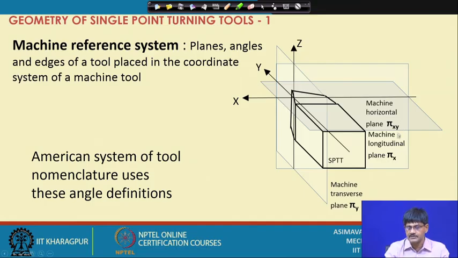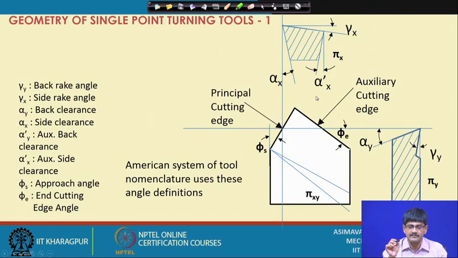Now, what is the machine longitudinal plane? It contains the direction of feed and the z axis. What is the machine transverse plane? It contains the transverse axis, the y axis and the z axis. Okay. So, they will be cutting the tool along different planes and defining different angles. So, let us see the angles which are created by the intersection of these planes with the tool.